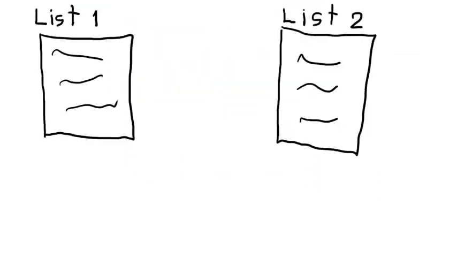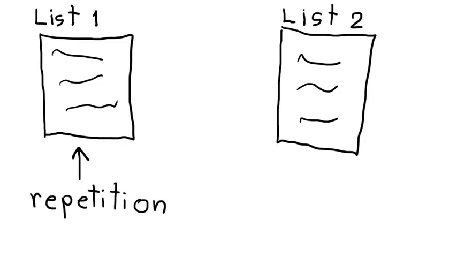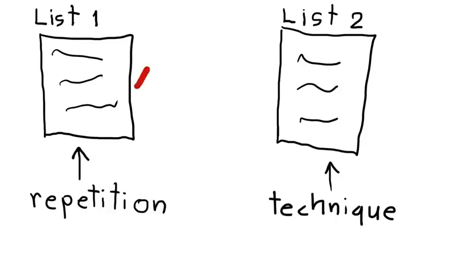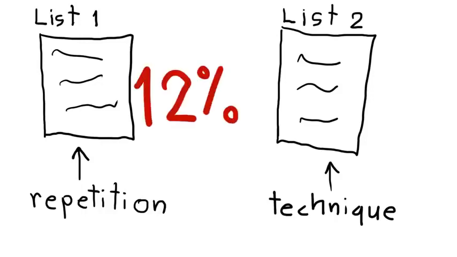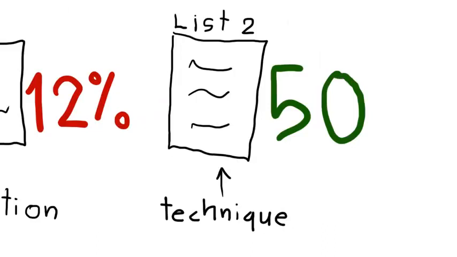I created two lists of words that I didn't know, and I just tried to memorize the words in each list. I did not use any technique to memorize the first list, it was just pure repetition. But for the second list, I used the technique that you're about to learn. The next day, I tried to recall the meanings of the words in both lists. For the first list, I was able to recall only 12%. But for the second list, I recalled as much as 50%. This is pretty impressive considering the fact that I spent only 1 minute memorizing each word.